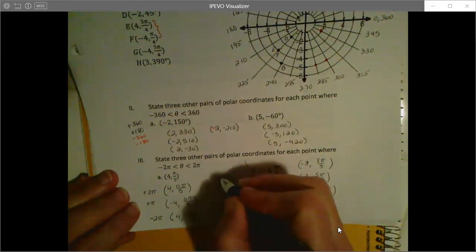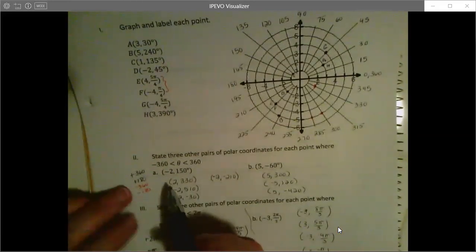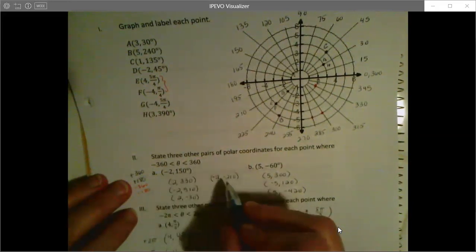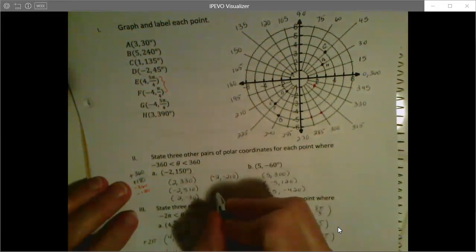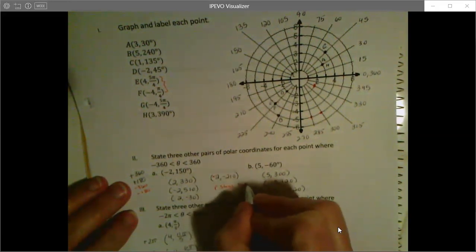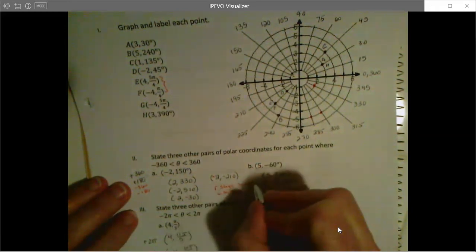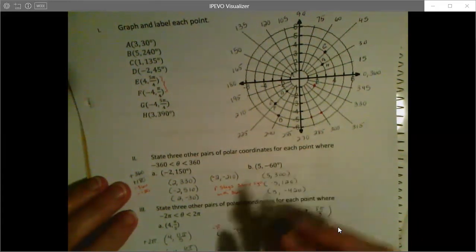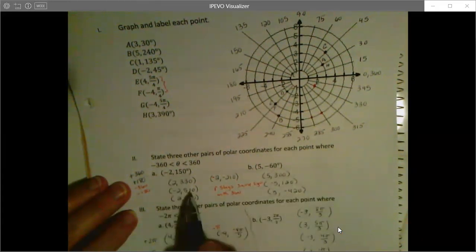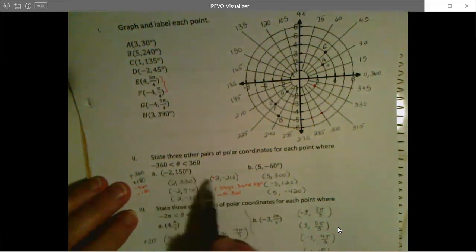So what I want you to notice here is that when I'm adding or subtracting 360, my R value stays the same. So R stays the same sign with 360. So when I added 360 to this and I got 510, it's still negative 2. When I subtracted 360 from this and got negative 210, it's still negative 2.